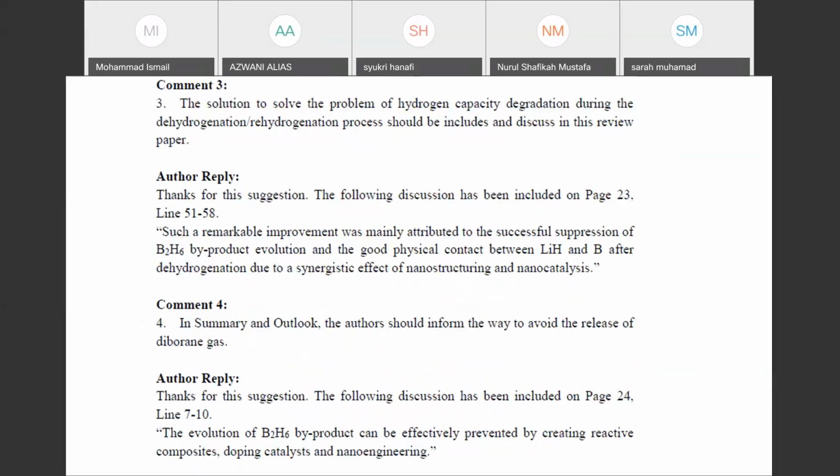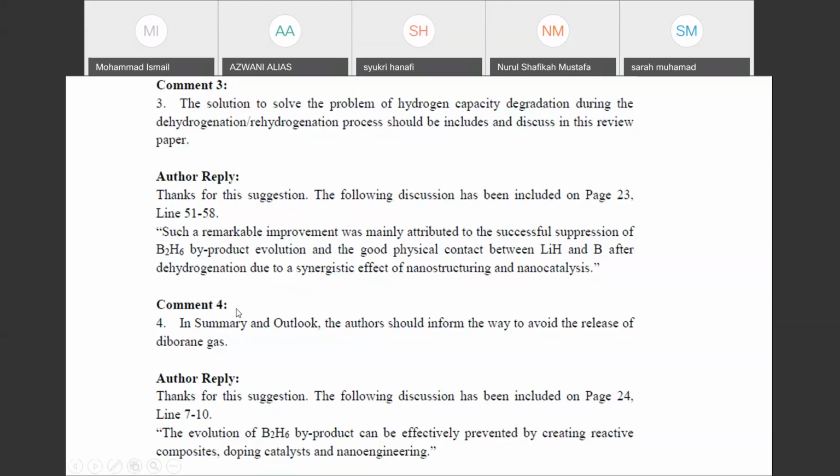Comment 3: the solution to the problem of hydrogen capacity degradation during the dehydrogenation and rehydrogenation process should be included and discussed in this review paper. Author reply: thanks for this suggestion. Very polite reply. The following discussion has been included on page 23, lines 51 to 58, and they put in the sentence they included. Such a remarkable improvement was mainly blah, blah, blah. We can see that it is very detailed.